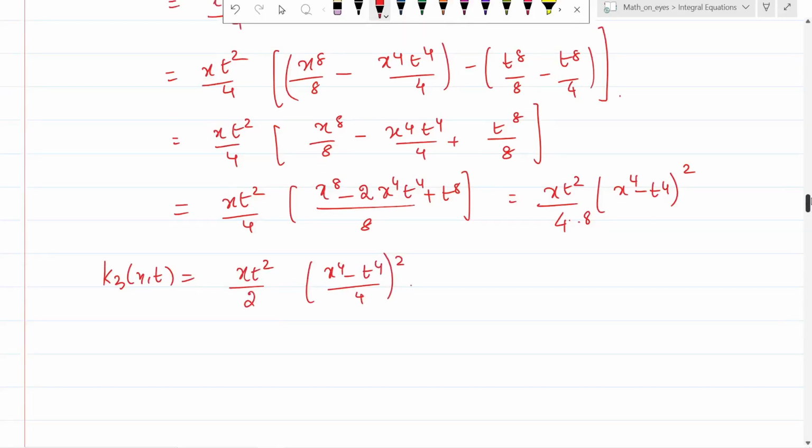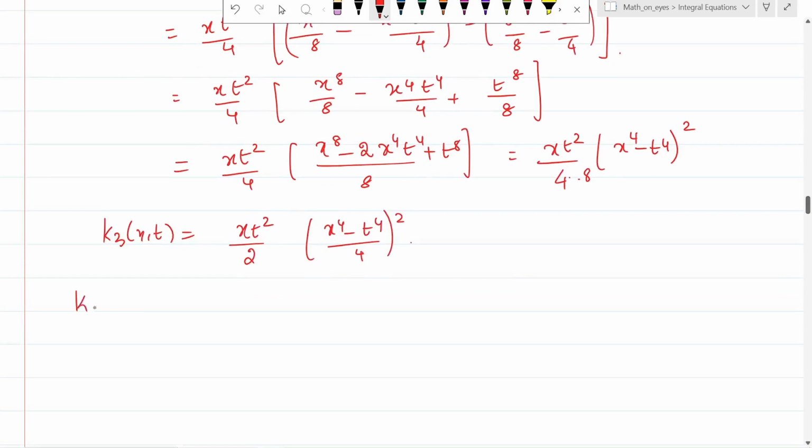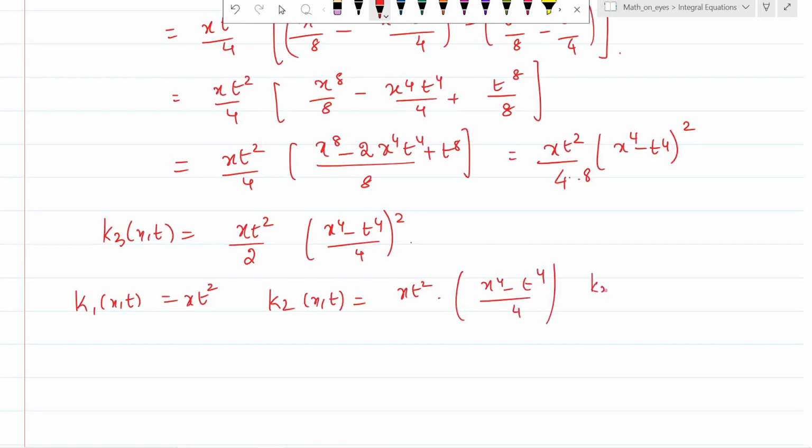So what is here? So we have got k1 of x comma t is equal to xt squared, k2 of x comma t is equal to xt squared into x power 4 minus t power 4 divided by 4, and then we have k3 of x comma t is equal to xt squared divided by 2 into x power 4 minus t power 4 divided by 4 the whole square.